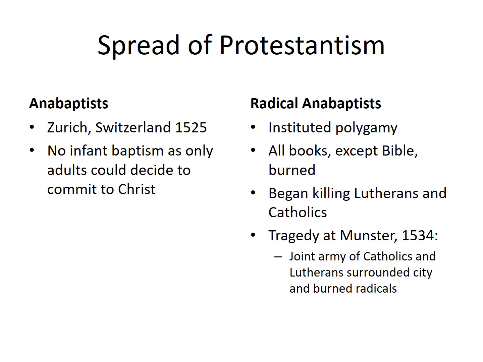So these radical Anabaptists were seen as troublemakers and dangerous. This will lead to the tragedy in Münster, 1534, where a joint army of Catholics and Lutherans, oddly enough, surrounded the city and burned the radicals. The bodies would be hung in the cages on top of the castles for everybody to see for quite some time. Y'all remember us showing you that picture before of the cages.